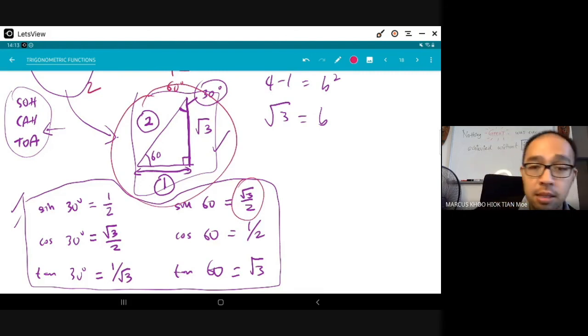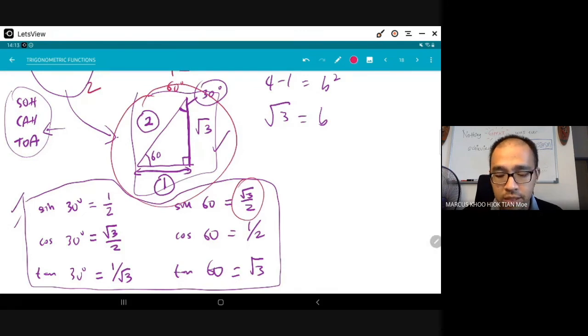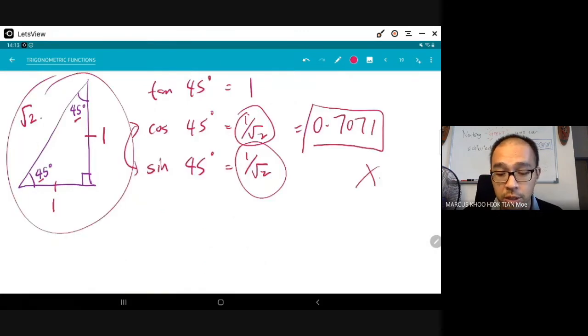Okay, let's answer a few questions to do with this. We're going to use these two triangles. Commit this into memory: these 6 values and these 3 special values.